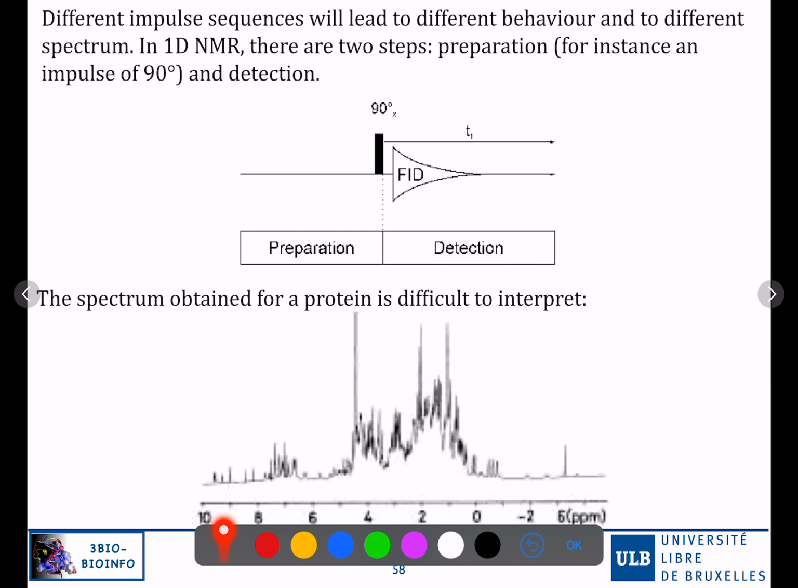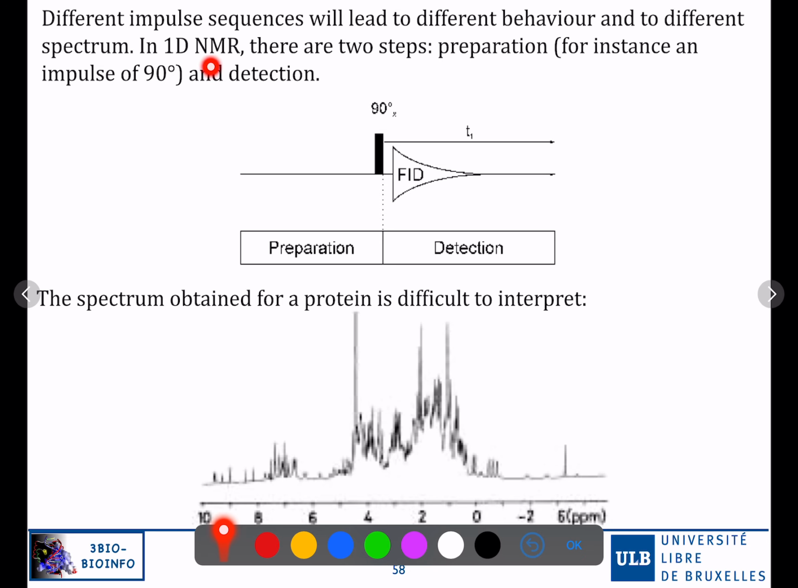So here, according to the type of pulse, we have seen previously that you have a pulse of the B1 magnetic field, so you will switch on and switch off the B1 magnetic field. And according to the type of pulse of B1, you will observe different behavior, and you can have access to different types of information. So according to the pulse, you will have different behavior and different types of spectrum.